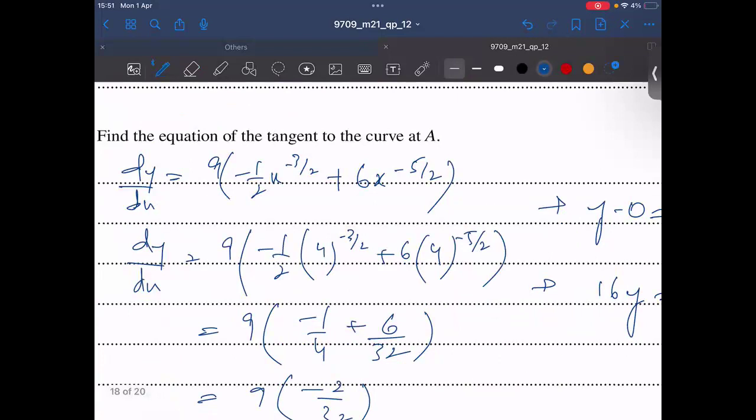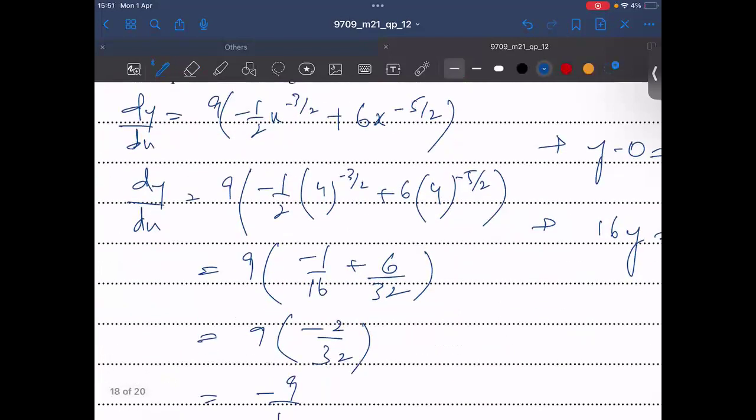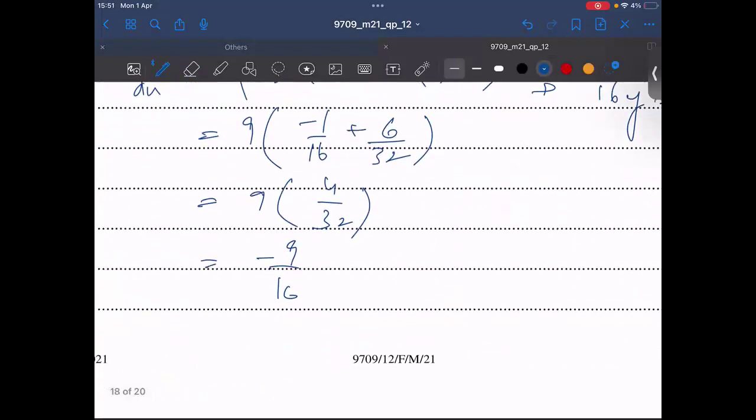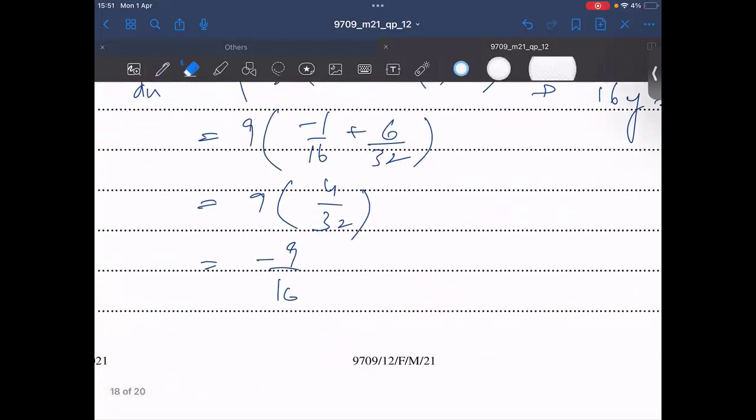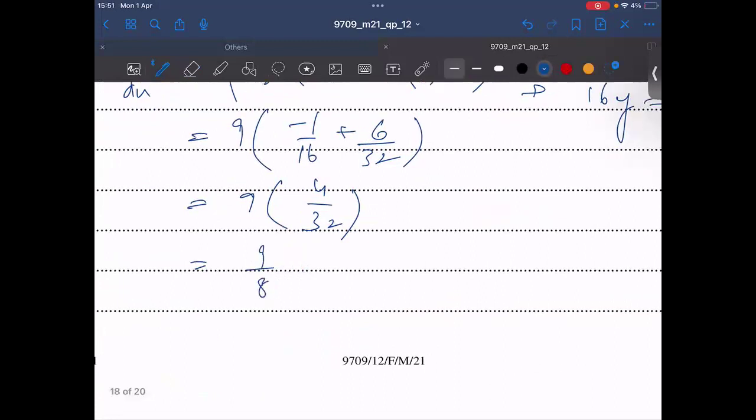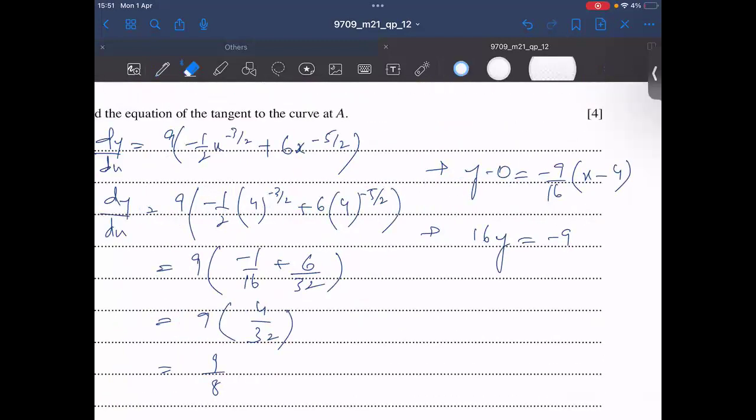So it's going to be 2 times 8, 1 over 8. So it's minus 1 over 16. It's going to be 4 over 32, which is going to be minus 2 plus 6 is going to be 4 over 32. It's going to be 1 over 8, 9 over 8. Yeah. 9 over 8.